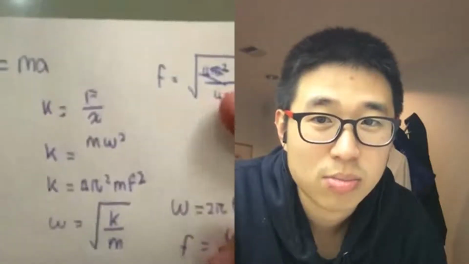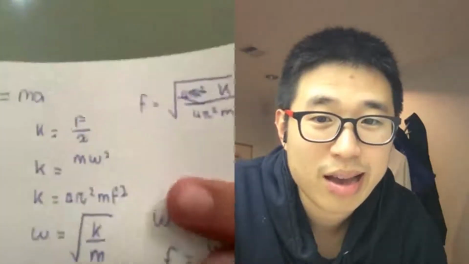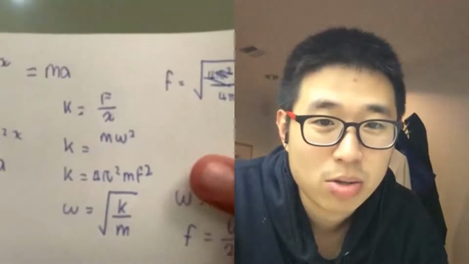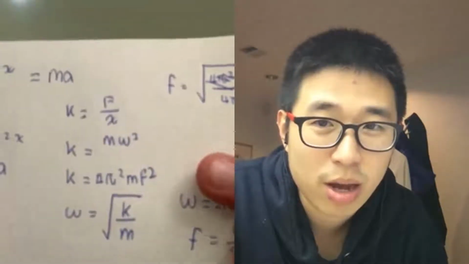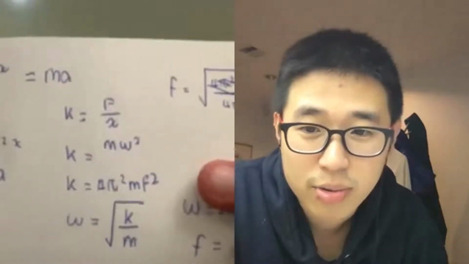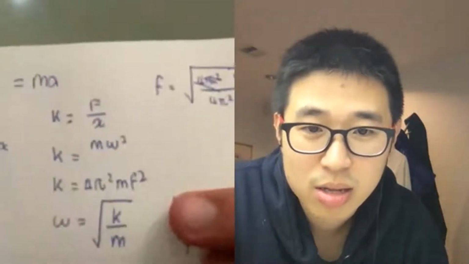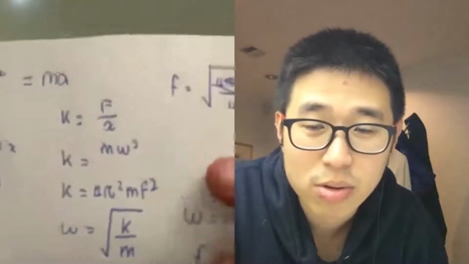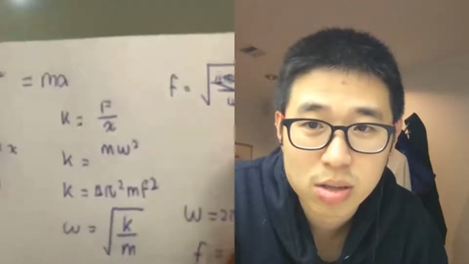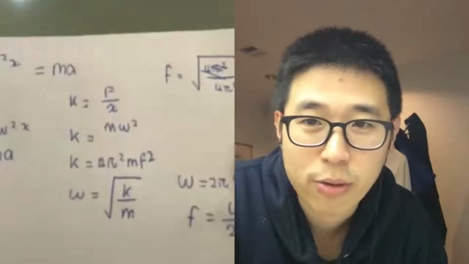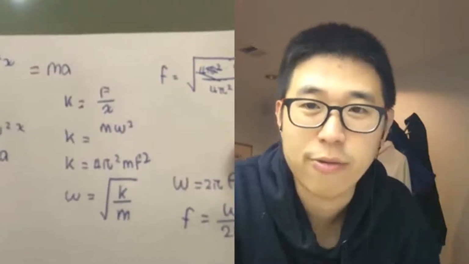Okay, that is where you have messed up. I agree with you that omega equal to square root of K over M. But when you got F just now, you shouldn't have moved the 4 pi square into there. You should have just left the 2 pi outside. So F equal to 1 over 2 pi square root of K over M. That's actually the better form of it.